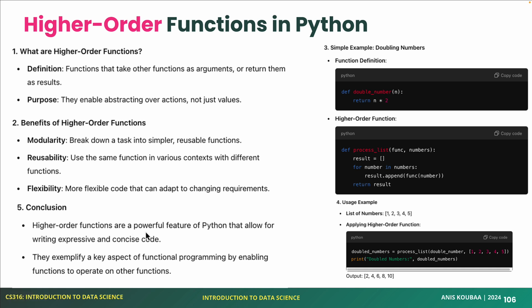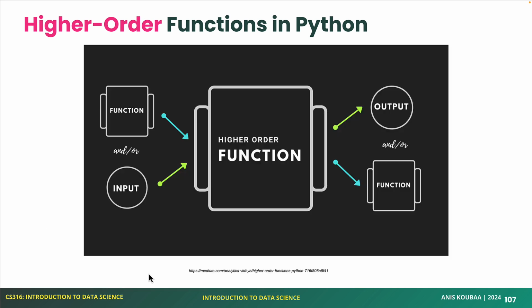So high order functions are powerful features in Python that allow us to write expressive and concise code, so we can reduce the size of the code by reusing this function, and also exemplify a key aspect in functional programming by enabling a function to operate on another function. And this picture illustrates what a high order function is.